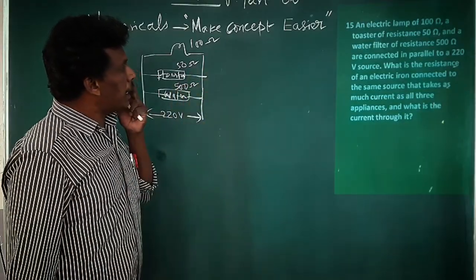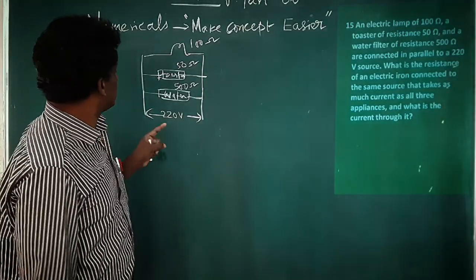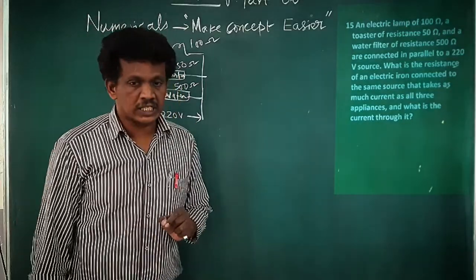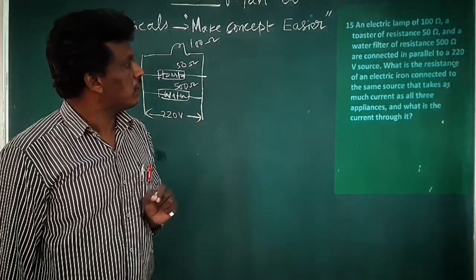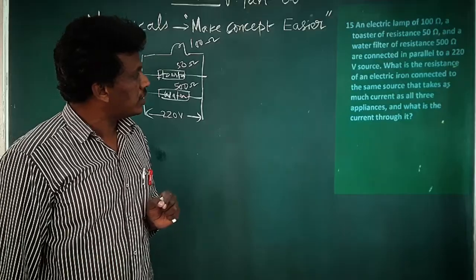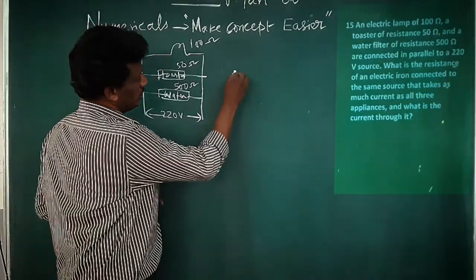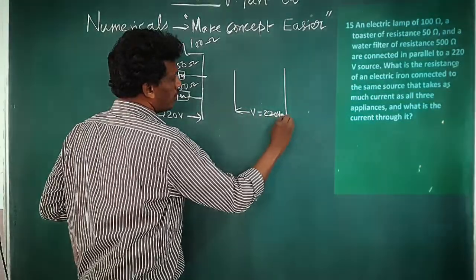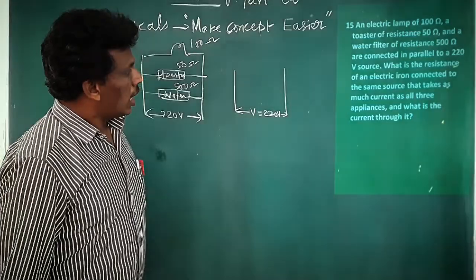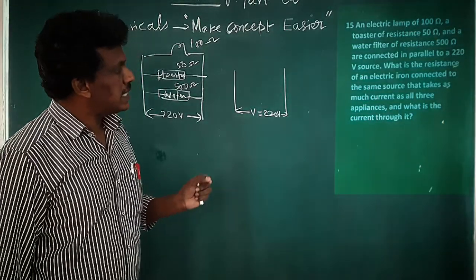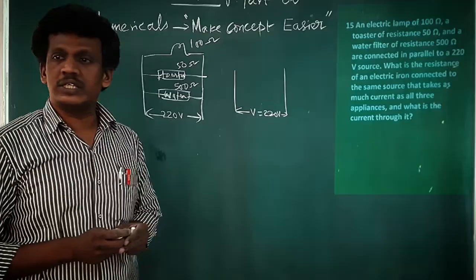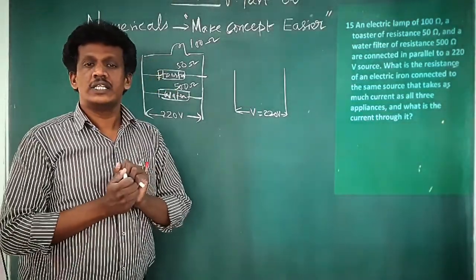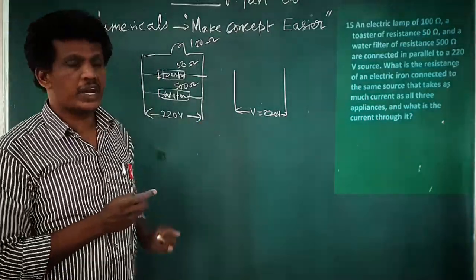Now, how are they connected in parallel? The source of supply is 220 volts. What is asked here? What is the resistance of an electric iron connected to the same source, V equal to 220 volts, that takes as much current as all the three appliances? Already, all the three appliances take some current, and the same amount of current you have to take.